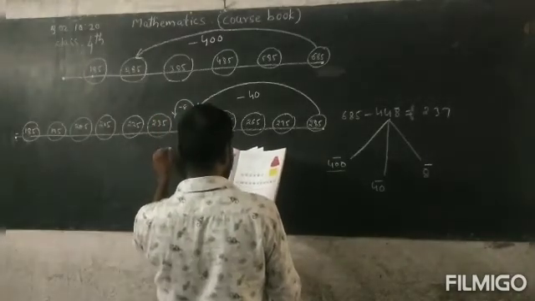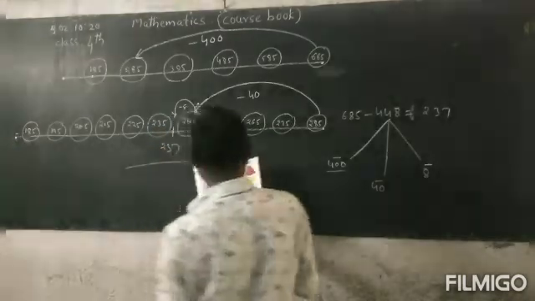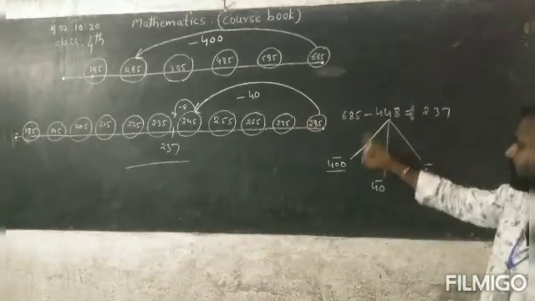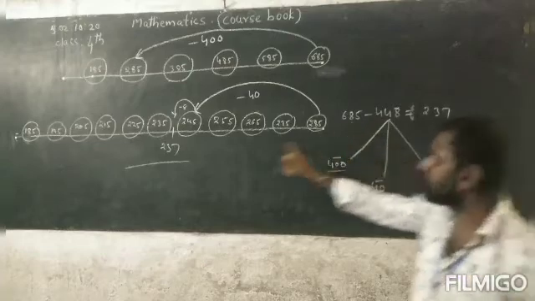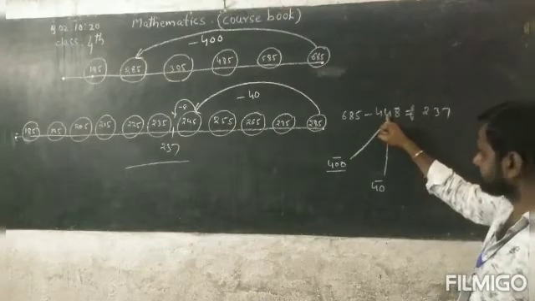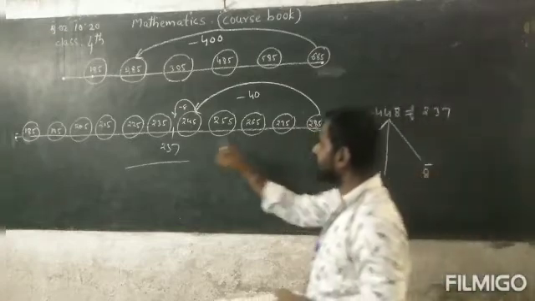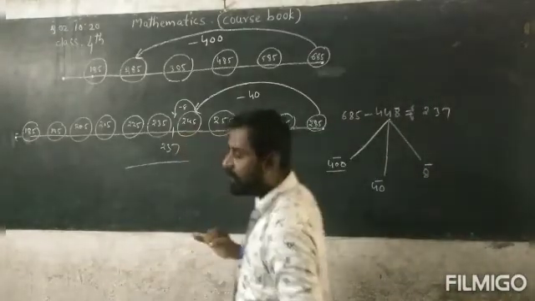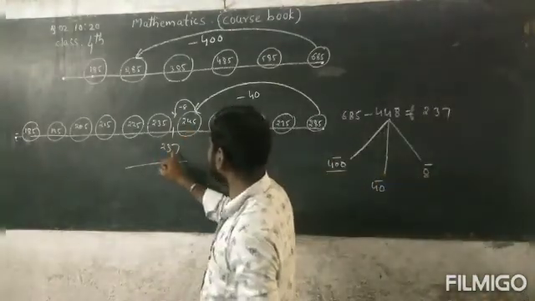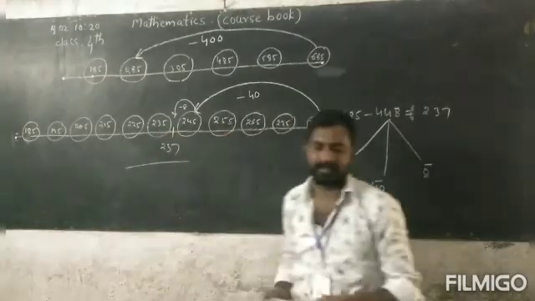So 237. See, first we subtract 400 from 685, you can get 285. Next 10's place, you have to go to 10's place. Here 40. So 40 subtracted from 285, you can get 245. Next one's place 8. So 8 is subtracted from 285, you can get 237. 237 lies between 235 and 245.